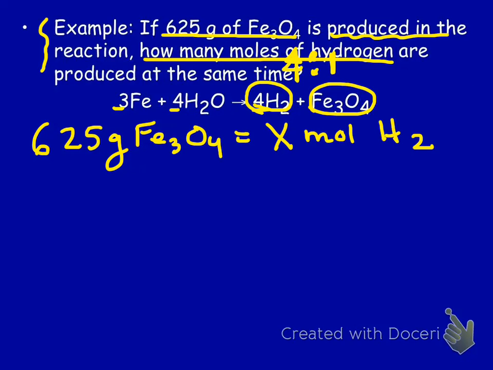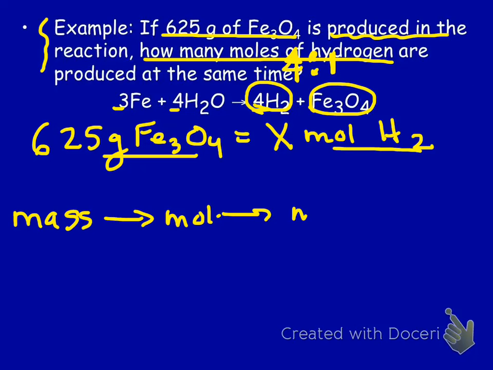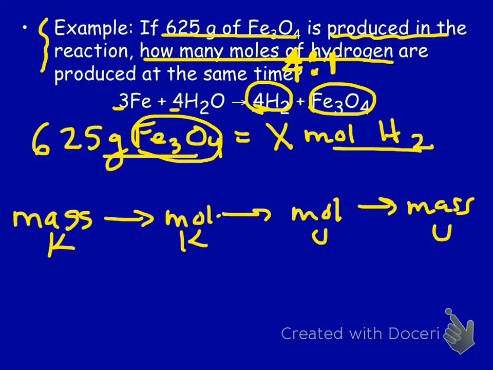Next, we're going to set up our map because this is actually a gram to mole stoichiometry problem, so we need to use the map. So hopefully you've memorized it. Mass, mole, mass, and known, unknown. I'm going to go ahead and mark which is my known and which is my unknown. So Fe3O4 is my known because I know that I have 625 grams of it. H2 is my unknown because I want to find out how many moles of it are going to be produced.